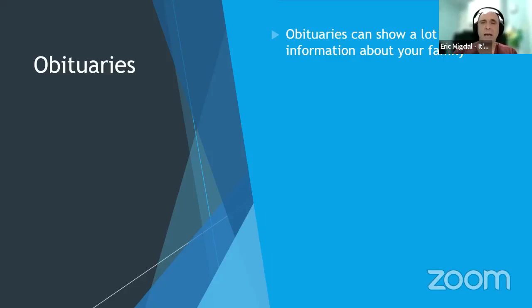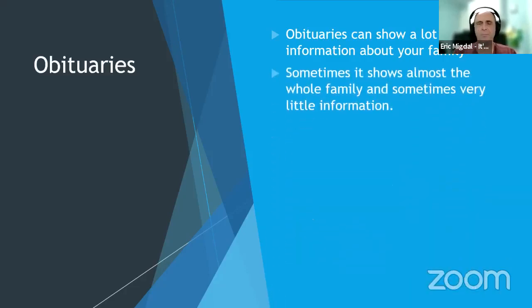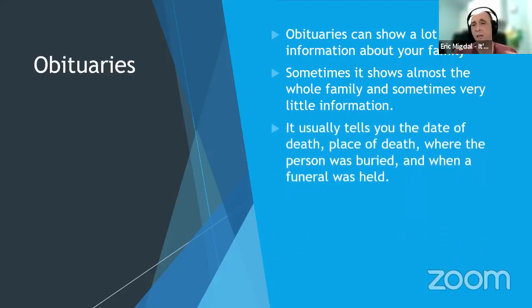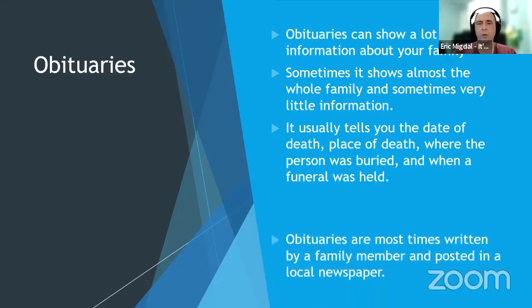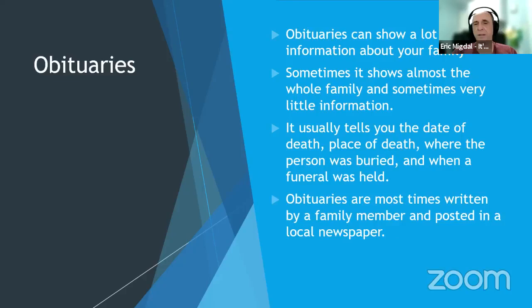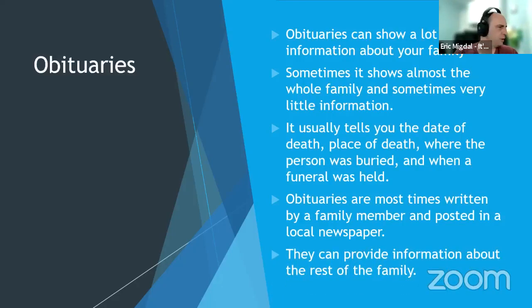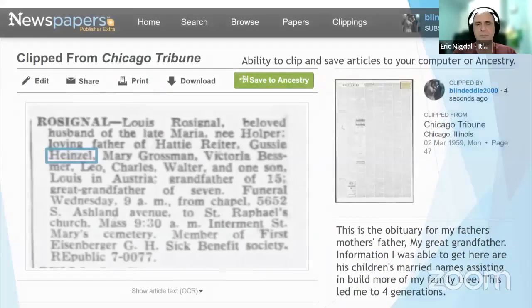Obituaries can show a lot of information about your family. Sometimes it shows almost the whole family, and sometimes, unfortunately, very little information. It usually tells you the date of death, the place of death, and where a person was buried, and when a funeral was held. Obituaries are most times written by a family member and posted in a local newspaper. They could provide information about the rest of the family.